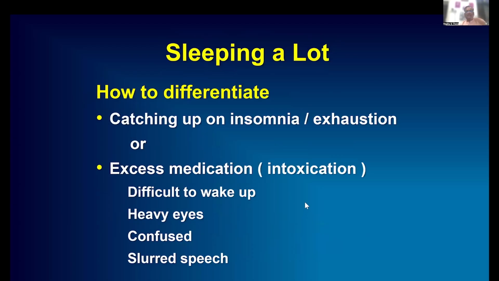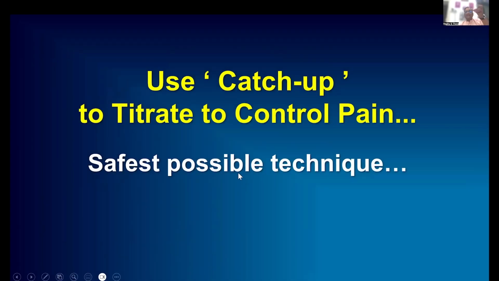But his wife comes to us and tells that he's sleeping a lot. So now there are 2 things here. Either he's catching up on his insomnia or exhaustion because of his pain, he was not able to sleep for all these days, or because of the excess medication, he is intoxicated. So how to differentiate? So we need to ask whether it is difficult to wake up. A patient who's catching up on insomnia or exhaustion, it is very easy to wake up. He will have his eyes wide open. He's not confused and his speech is not slurred. But if he is intoxicated because of the excess medications, he has all these four things. So ask his wife whether he's having all this. So we call this the catch-up technique, titrate to control the pain. And this is the safest possible technique which we can use to control the pain.